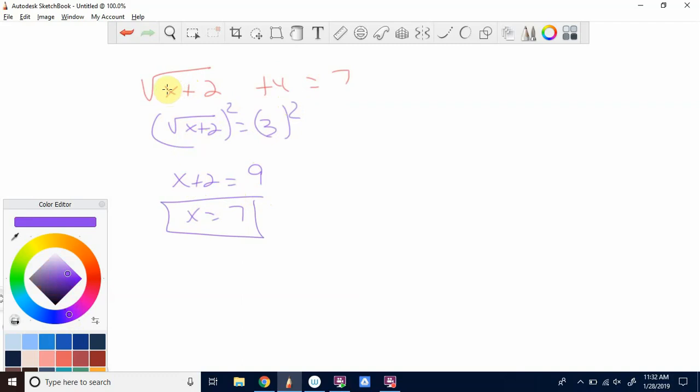So we put it back in. 7 plus 2 is 9. The square root of 9 is 3. 3 plus 4 is 7. So 7 does equal 7. This is our answer. They just happen to be the same; they're not always going to be the same numbers. This is your solution, whatever you solve for x.